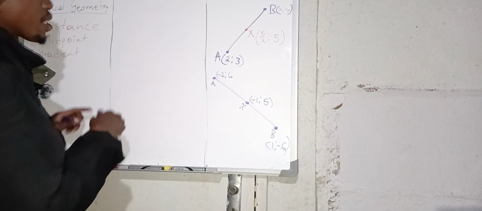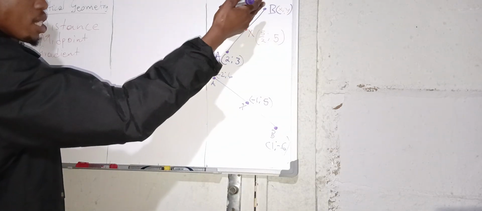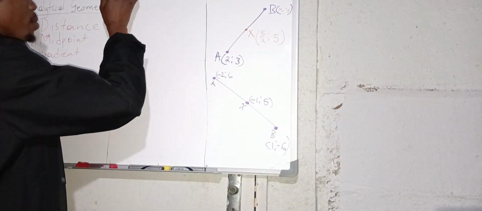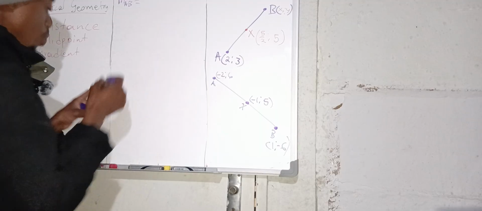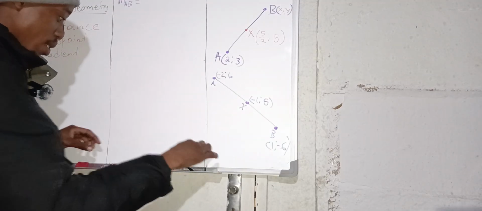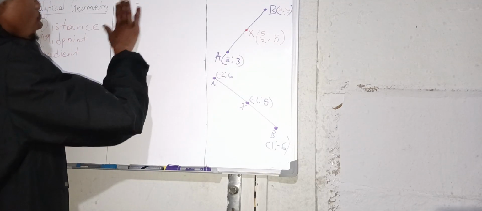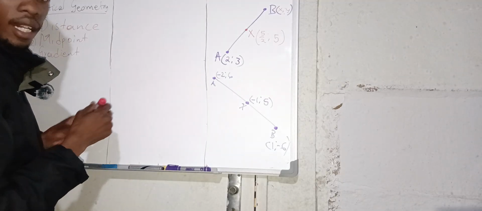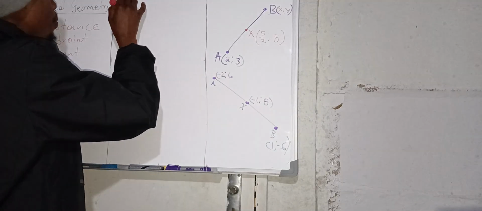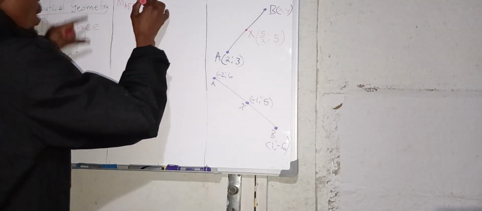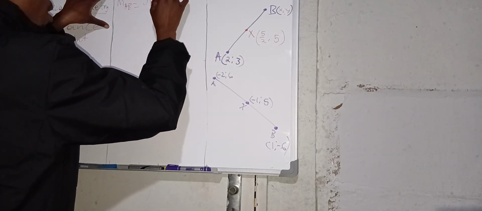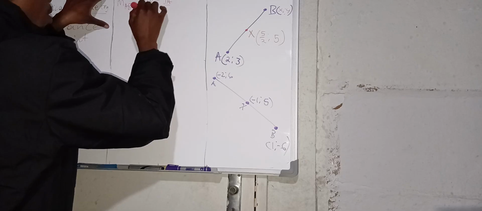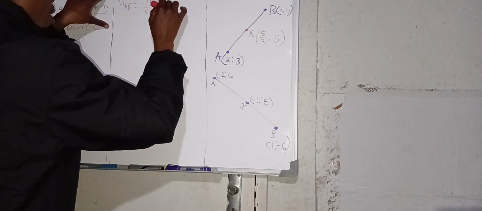So now let's find the gradient of line AB. The gradient of line AB, I'm going to say MAB. This doesn't look clear, it looks like it's not visible, so let me continue with my red for danger. MAB is going to be YB minus YA all over XB minus XA.